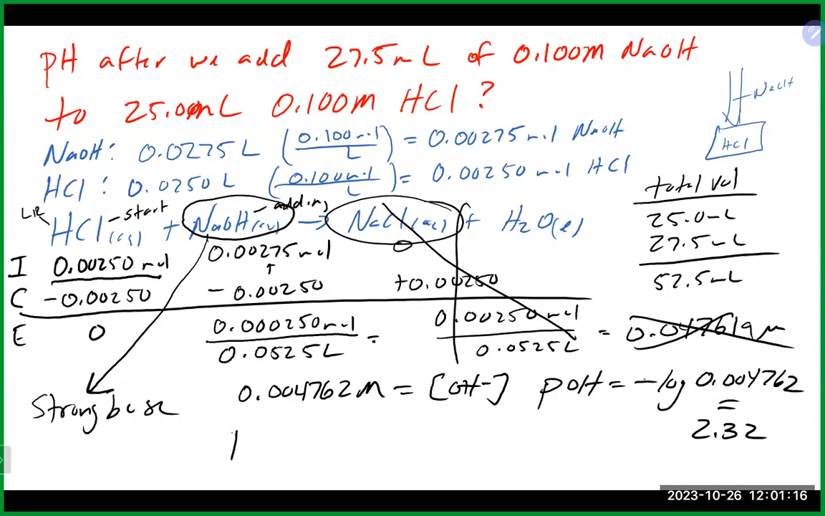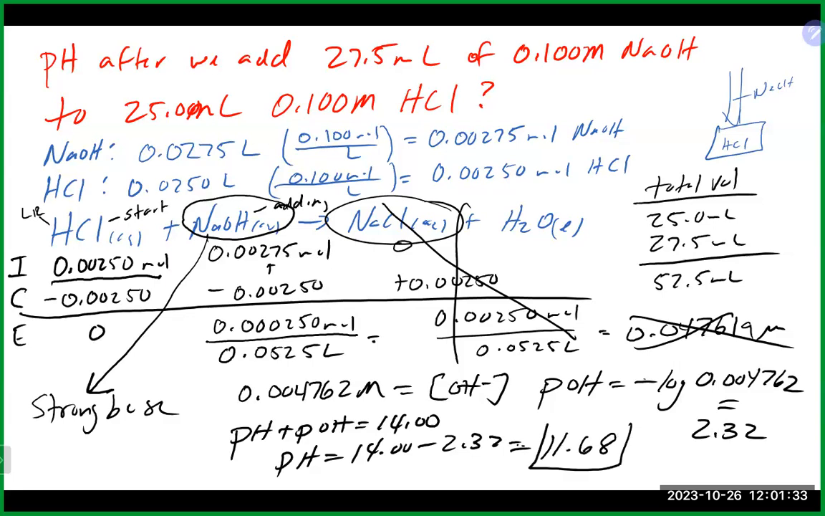That means we do want to use our pH plus the pOH, which is going to give us 14. And that means that our pH in this case will be 14 minus 2.32. And that means we are at about 11.68, which is definitely basic and would make a little bit more sense than the 2-point-something number for the pH. Any questions on any part of that calculation there?